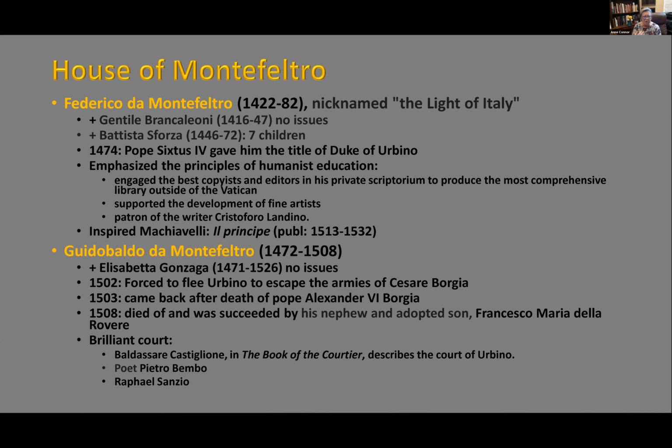He had a brilliant court, just like his father, with Baldassare Castiglione, who actually in the Book of the Courtier describes the court of Urbino. Also the poet very well known at that time, Pietro Bembo, and of course, he became one of the protectors of Raphael Sanzio, Raffaello, who we're going to talk about in a minute.